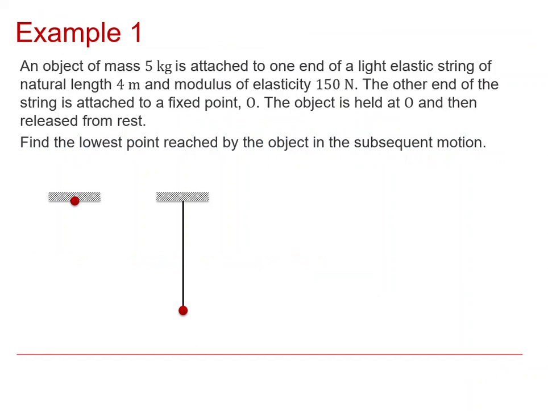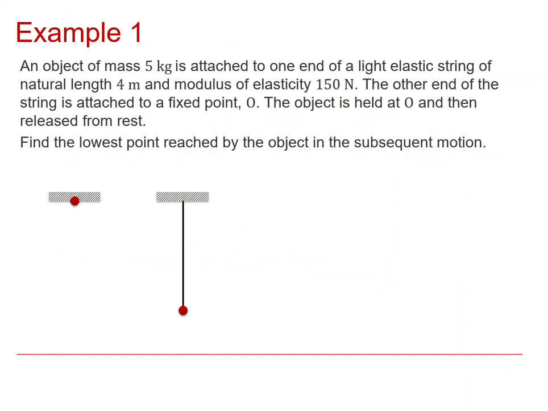Let's look at this problem, essentially the bungee jumper problem. A bungee jumper of mass 5 kilograms is perhaps not terribly realistic, but the principle is exactly the same. A massive object of mass 5 kilograms in this case is attached to one end of a light elastic string. The natural length is 4 meters, the modulus 150 newtons. No problems with units there. The other end of the string is attached to a fixed point O. That would usually be on a bridge. The object, the bungee jumper, is held at O and then released from rest.